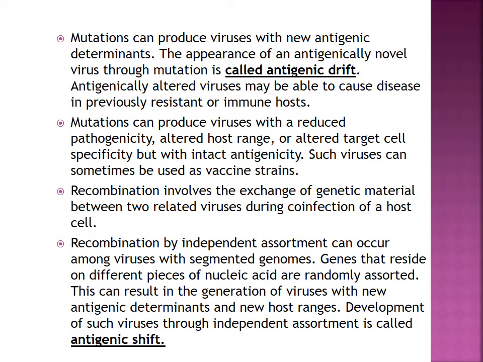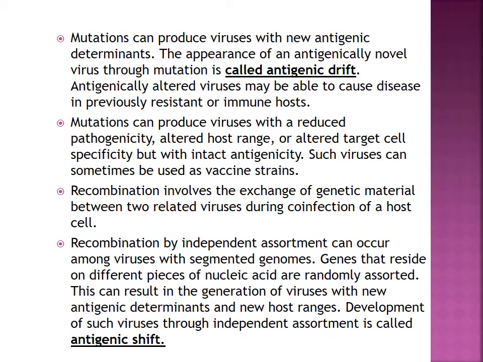Mutation can produce viruses with new antigenic determinants. The appearance of an antigenically novel virus through mutation is called antigenic drift. Antigenically altered viruses may be able to cause disease in a previously resistant or immune host. I mean those hosts that have antibody to the first type of the virus.